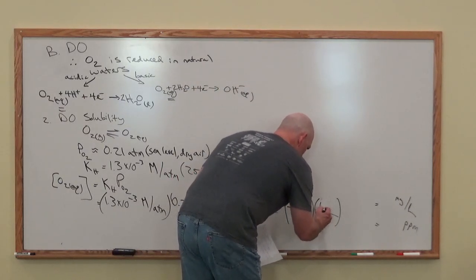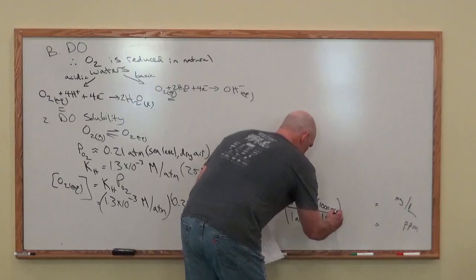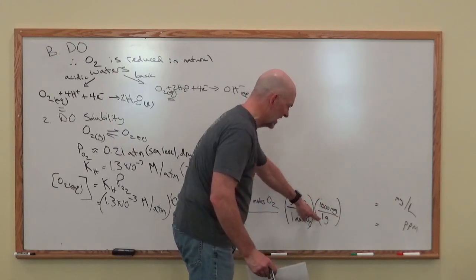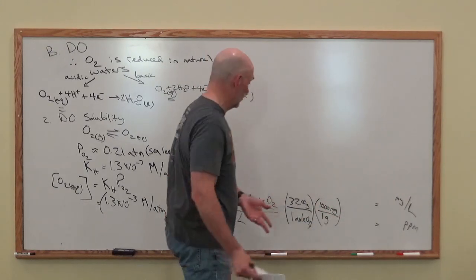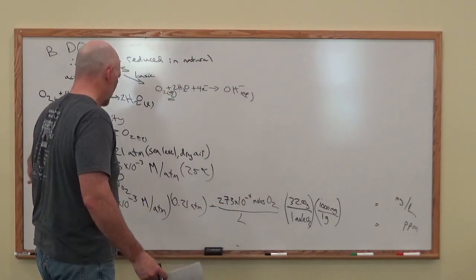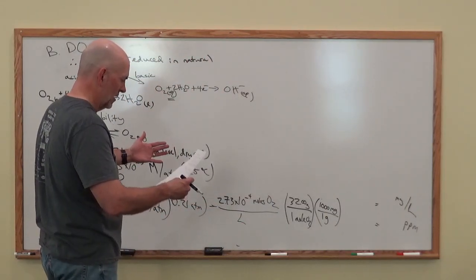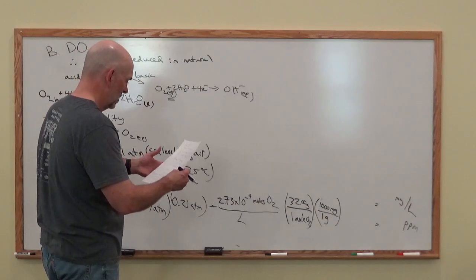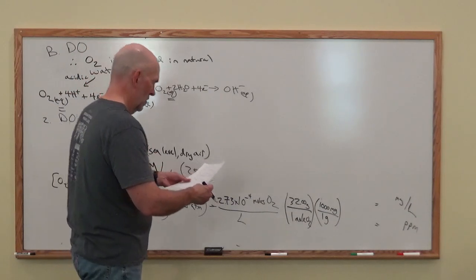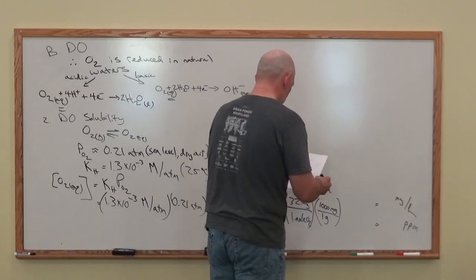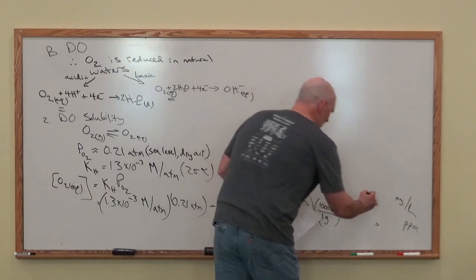And then we know that a gram is 1,000 milligrams, or you can say 1 milligram is 10 to the minus 3rd grams. It doesn't matter which way you do it. And I think the answer you get if you do all that math is 8.7.